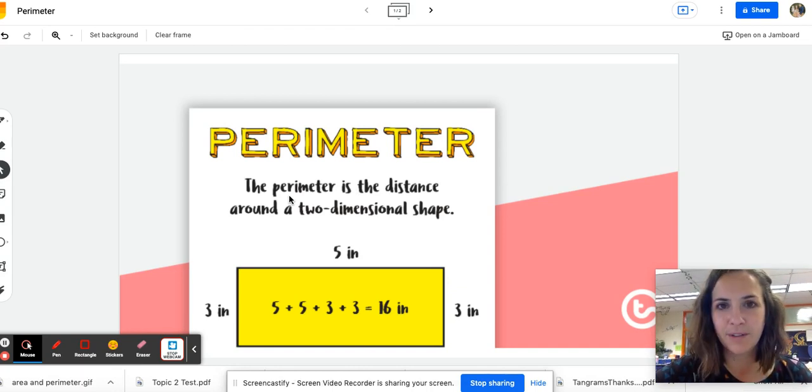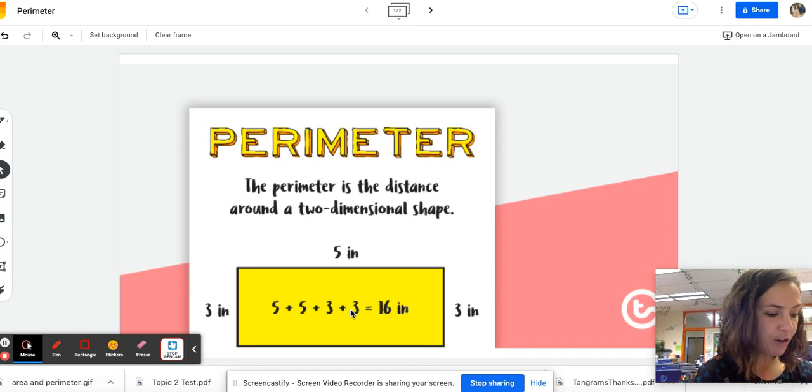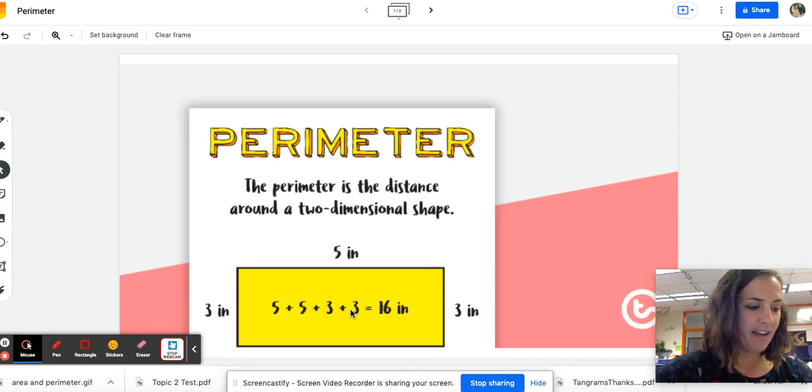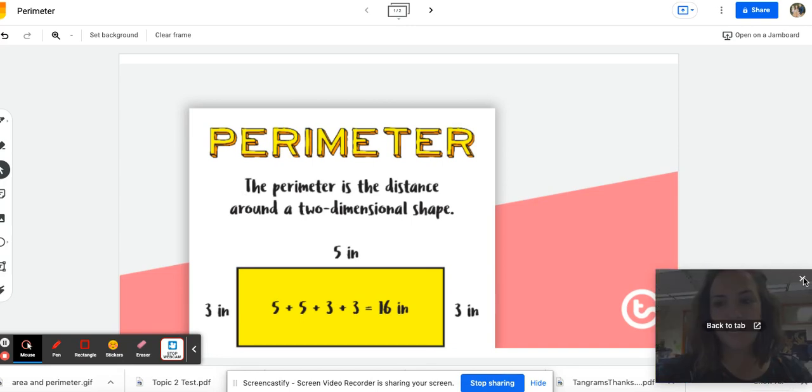In fifth grade, we focus on a lot of quadrilaterals, which are four-sided shapes, and in the bottom picture here, you can see a rectangle with a perimeter of 16. So let's talk about how they got that. They used the formula 5 plus 5 plus 3 plus 3 is 16.